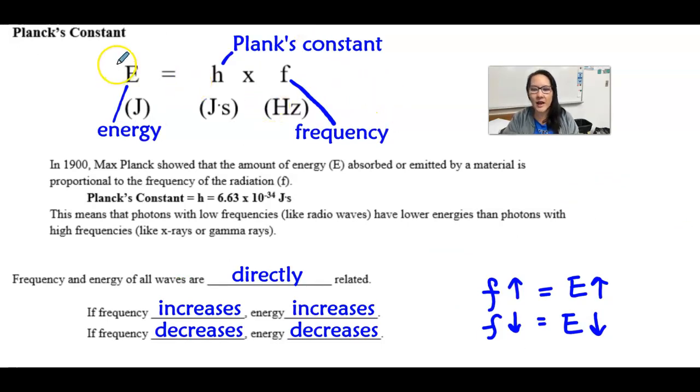So, Planck's constant, this is the energy equation. In 1900, Max Planck showed that the amount of energy absorbed or emitted by a material is proportional to the frequency of the radiation. Planck's constant is this value here. This means that photons with low frequency, like radio waves, have lower energies than photons with high frequencies, like X-rays and gamma rays. So, energy is equal to Planck's constant times frequency.